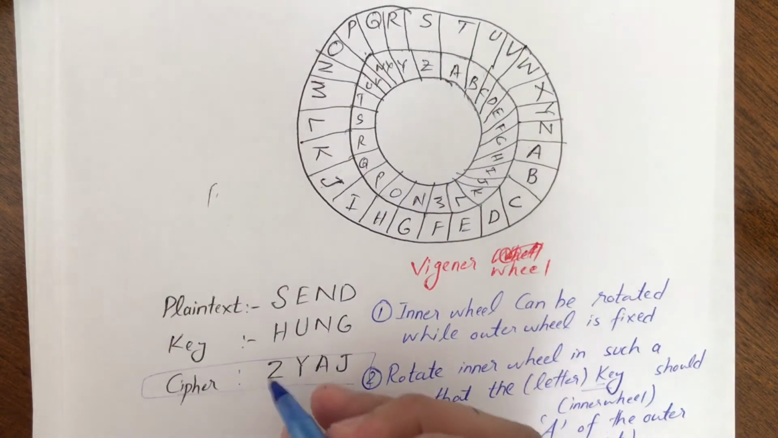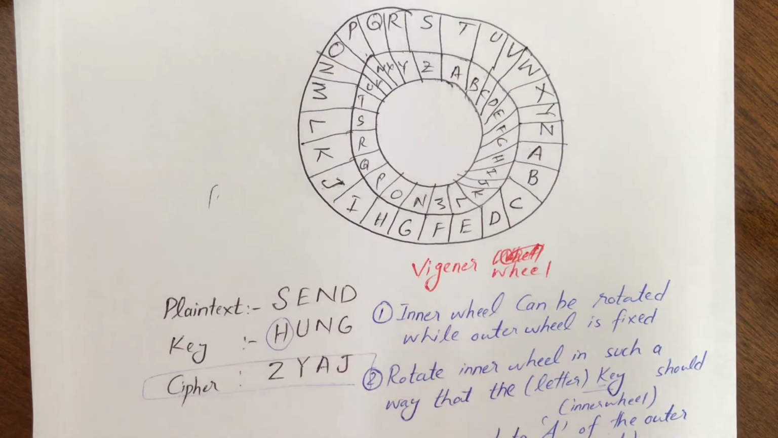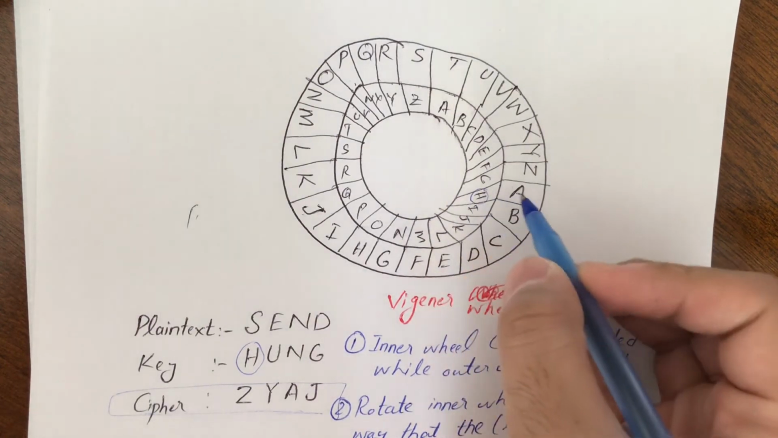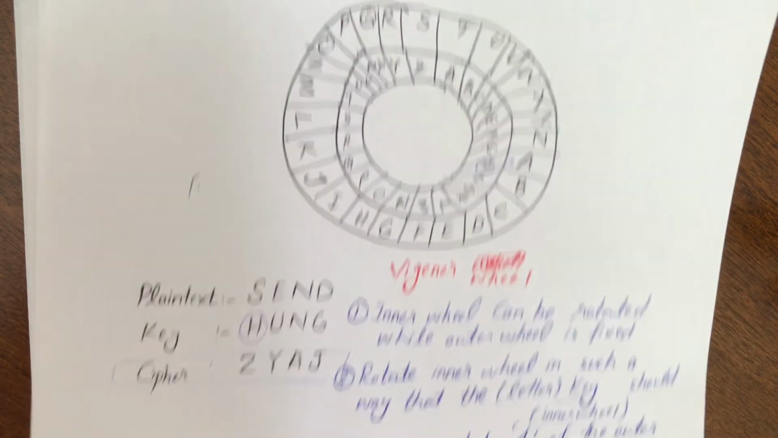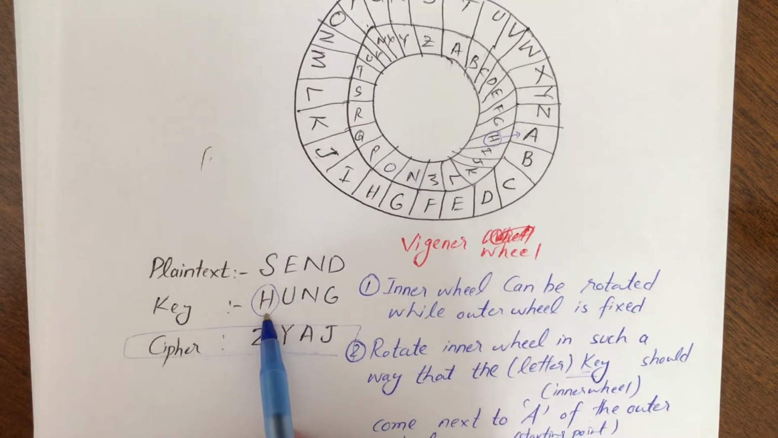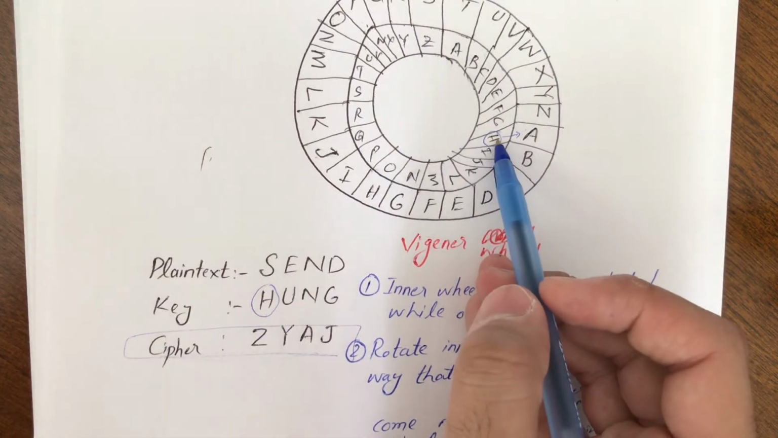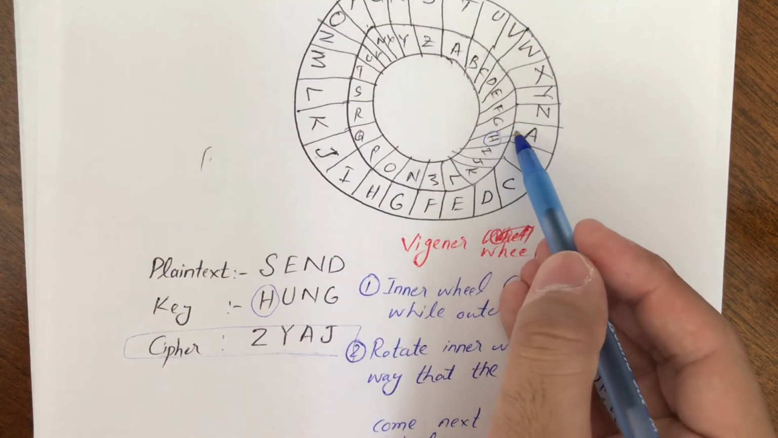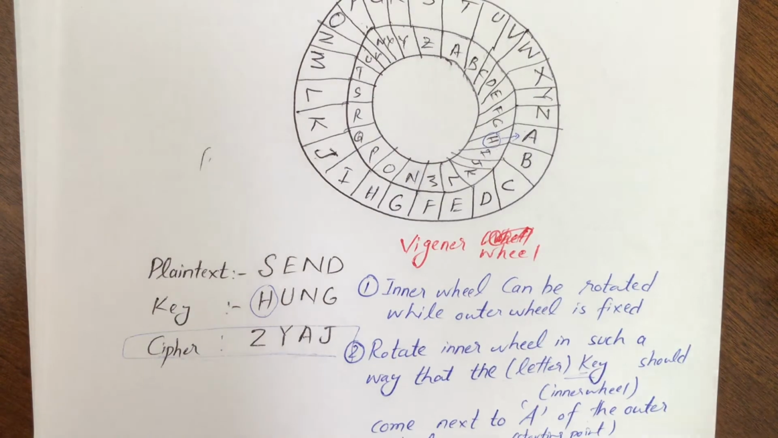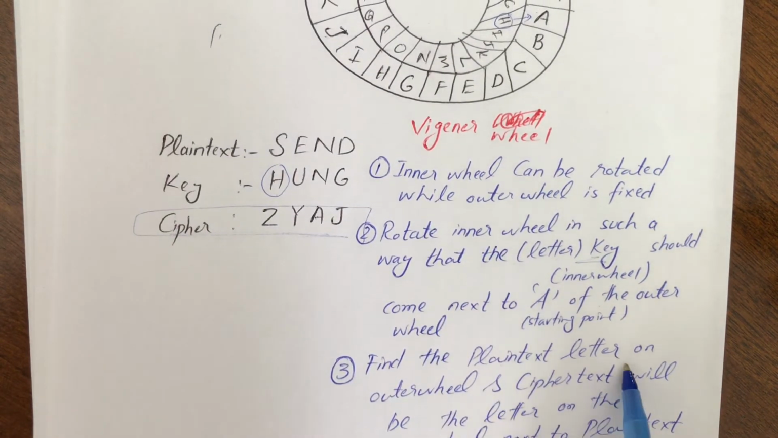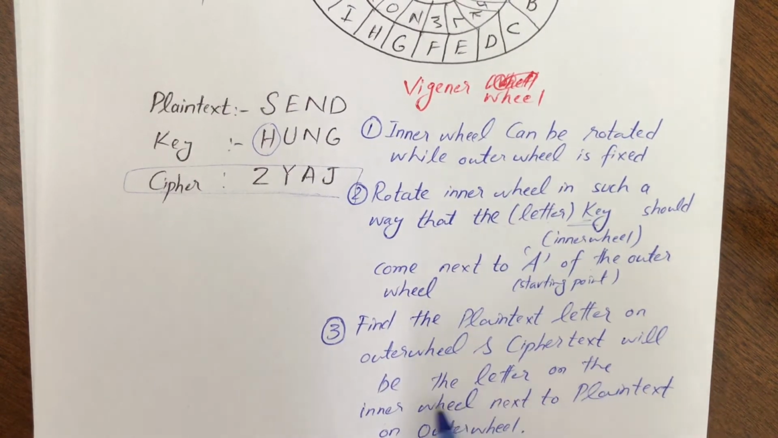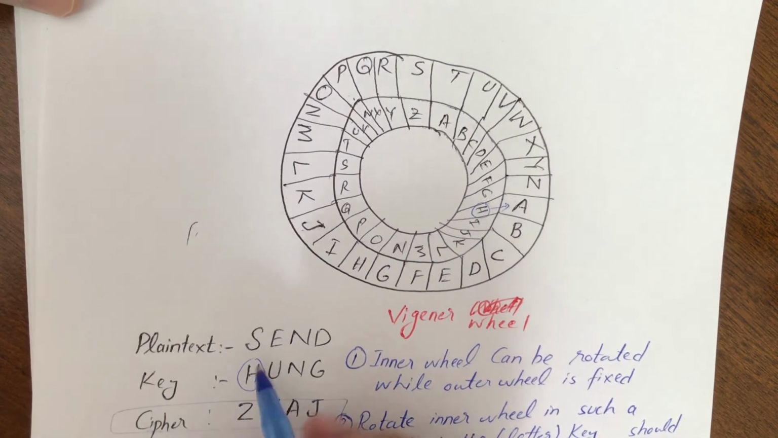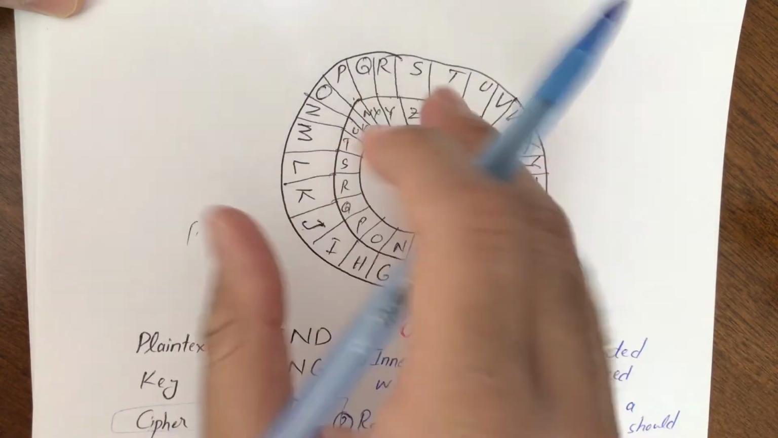So let's say our key is H. Now we need to rotate the inner wheel in such a way that H, if you see down here, comes next to A of the outer wheel, the starting point. So H is the key. We find the H on the inner wheel and rotate the inner wheel so that H comes right next to A, the starting point of the outer wheel. Now the third step is to find the plain text letter on the outer wheel, and the ciphertext will be the letter on the inner wheel next to the plain text on the outer wheel. So now find the plain text. The plain text is S after you rotated that.